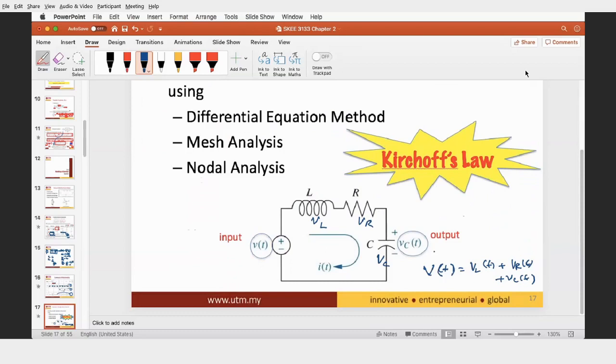So now the question is to get the transfer function of your output. Now we assign the output as VC. This is your output, and this is your input. So the idea is to get your output over input. This is the transfer function. How to derive the equation? Your output now is VCT over VT input. So your output is here, this is output VC.